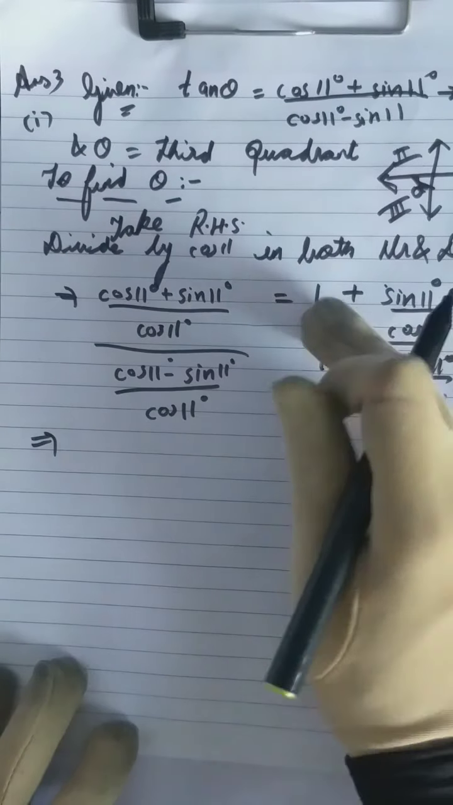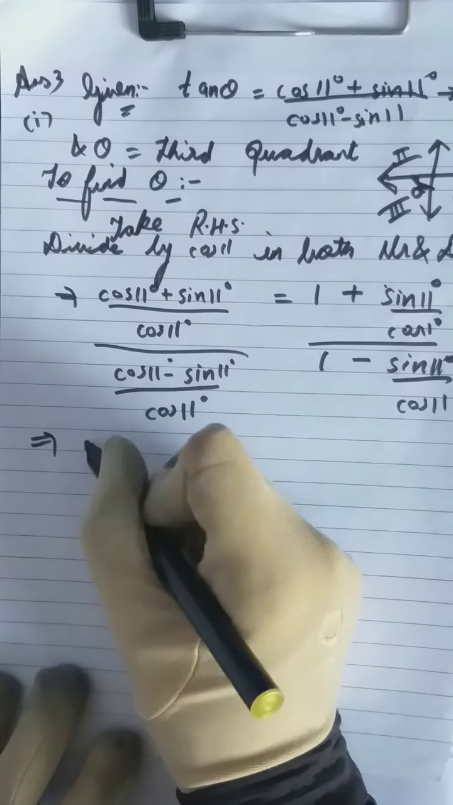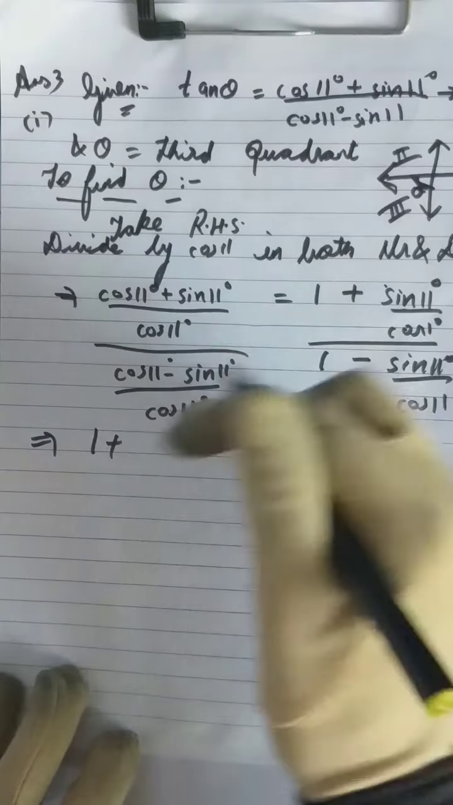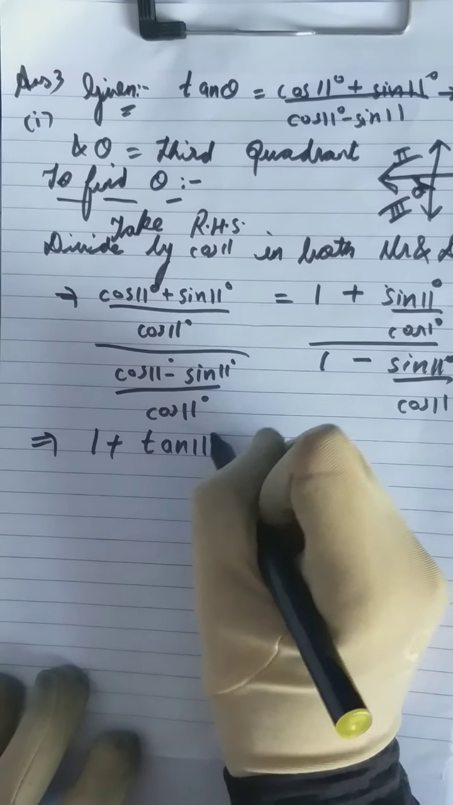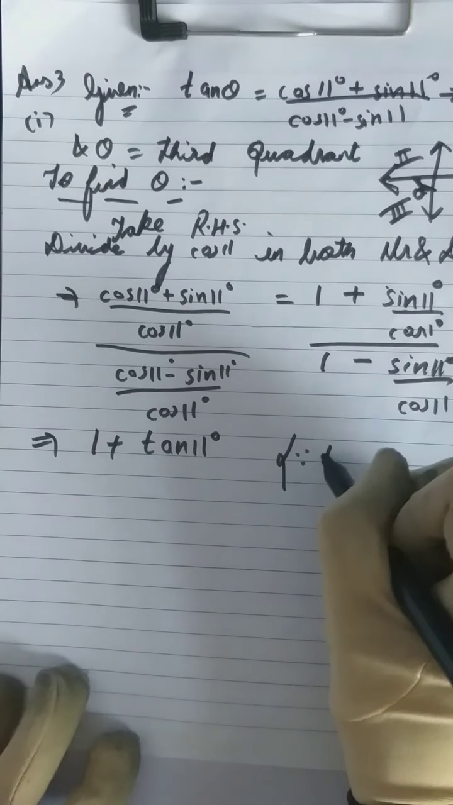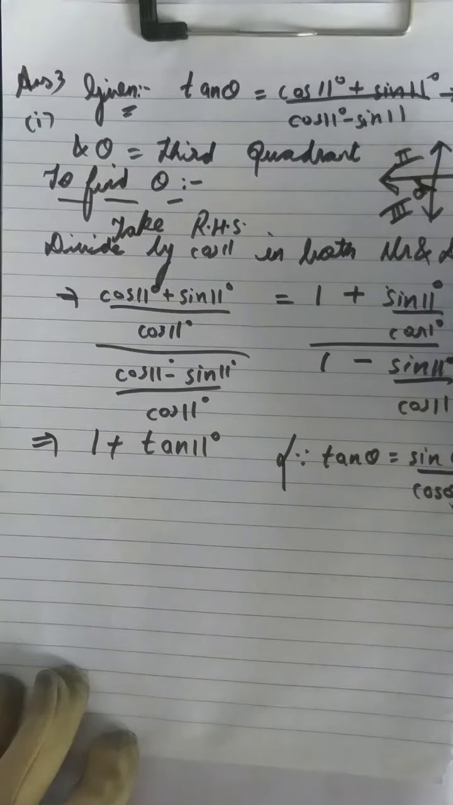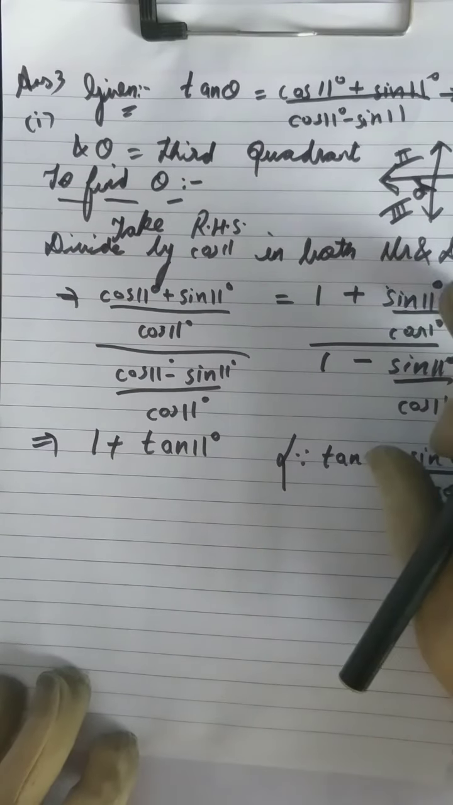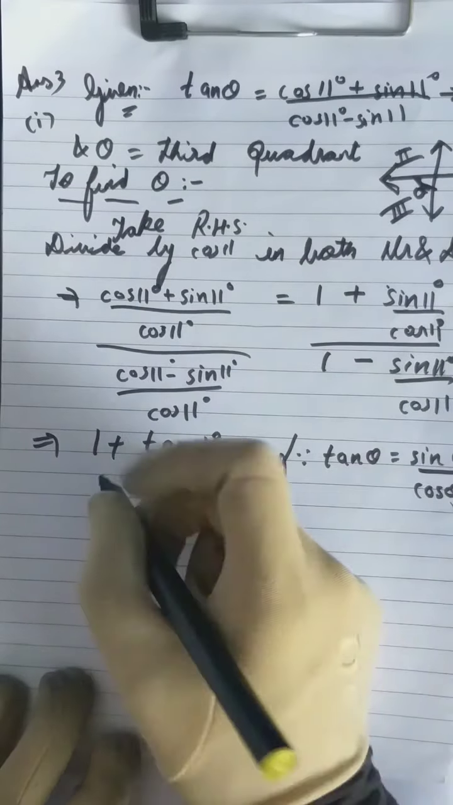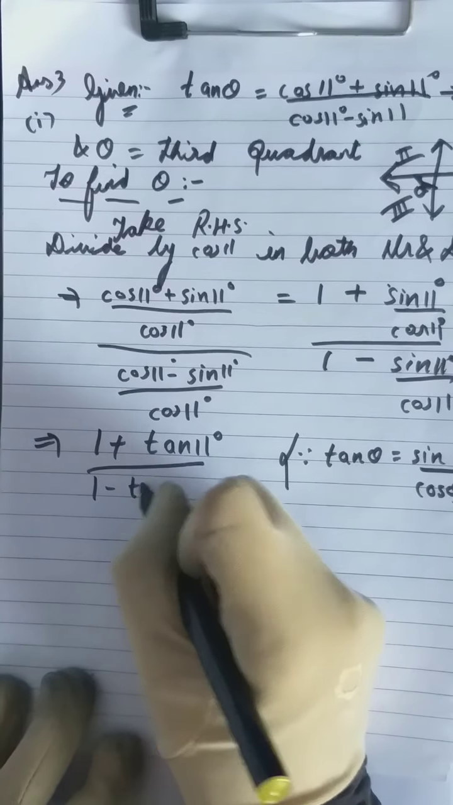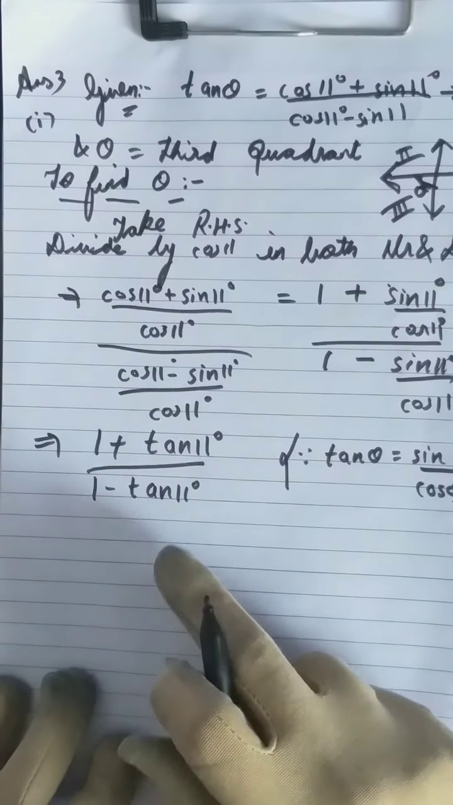So now we'll have 1 plus, what is sin 11 by cos 11? Tan 11. How? Because we know tan theta is equal to sin theta by cos theta. So your theta value in this particular fraction is 11. That is why in place of sin 11 by cos 11, we are writing tan 11, over 1 minus tan 11. Now observe this carefully.